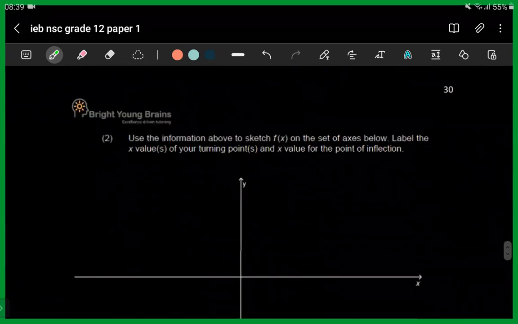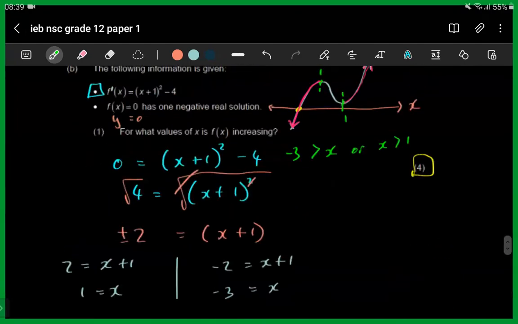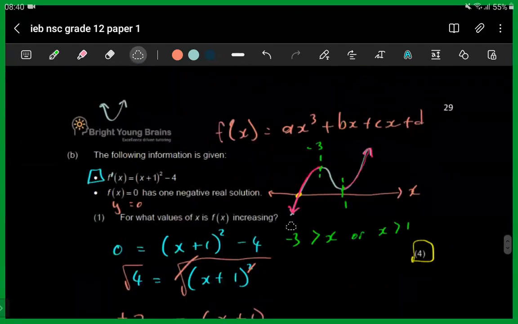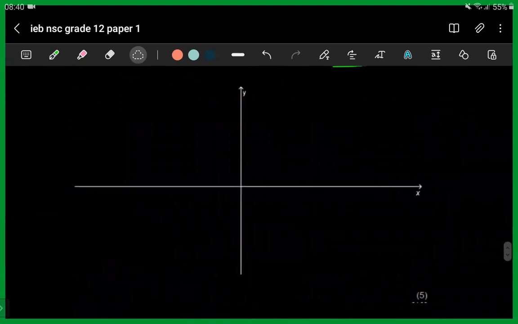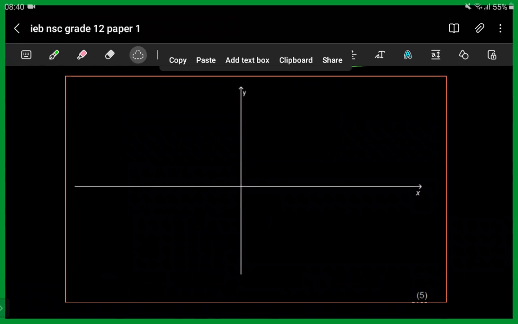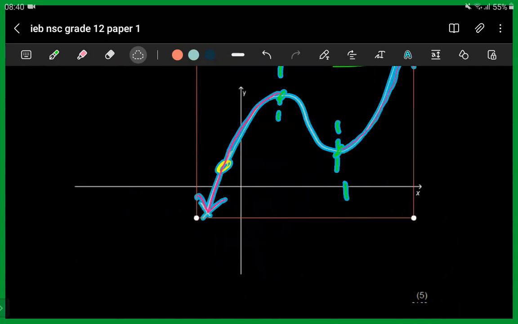Here, part 2 says use the information above to sketch the graph of f on the same set of axes below. Label the x values of the turning points and the x value of the point of inflection. So the x value of the point of inflection is just an x value that is in the middle of our two turning points. We have already done this question in the previous one. So this is 5 marks. It's going to be an easy 5 marks because we already drew the graph to help us work out what we were working out.